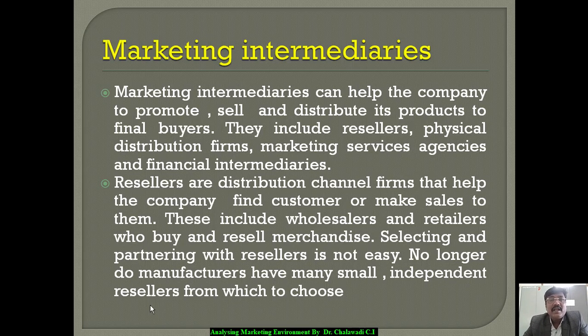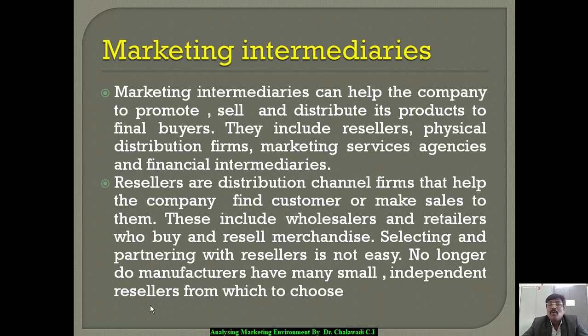Who are the marketing intermediaries here? Resellers, physical distribution firms, marketing service agencies, and financial intermediaries. Right? Resellers and distribution channel firms help the company to find customers or make sales to them.